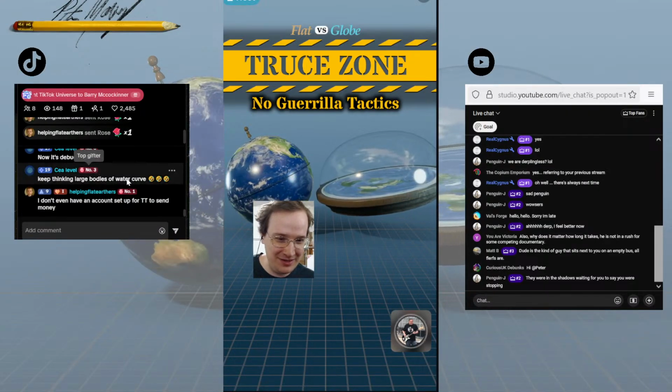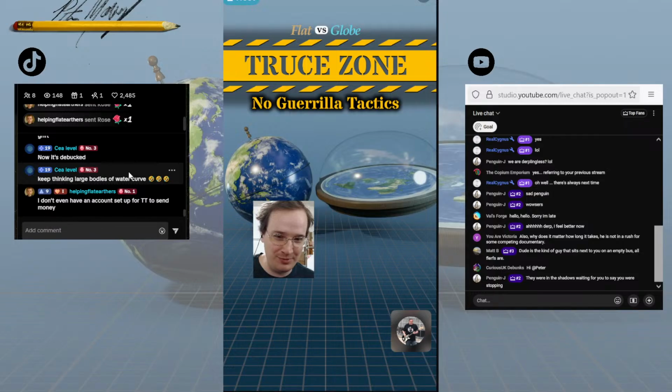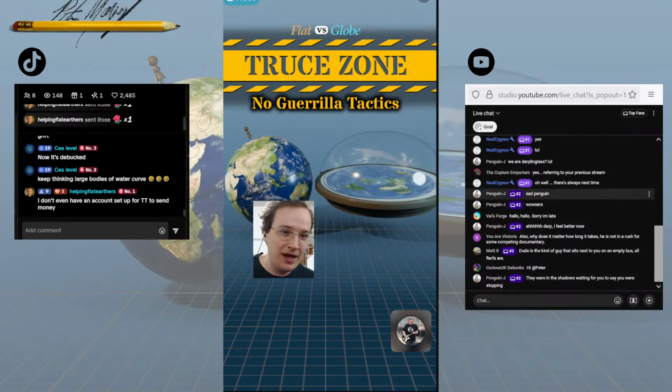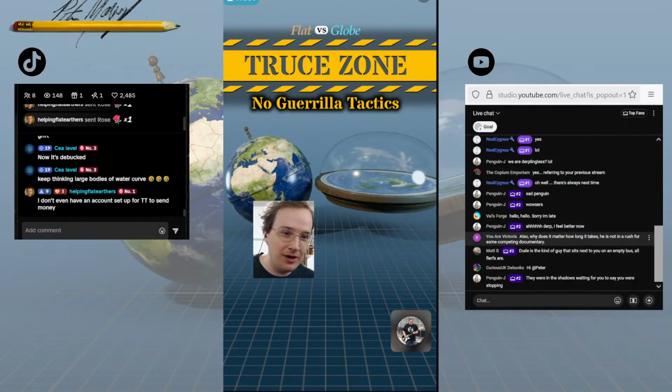Sea Level says keep thinking large bodies of water curve. Well, they measurably do. Congratulations. Yeah, they measurably do. So it's not thinking, it's knowing. We know they curve.